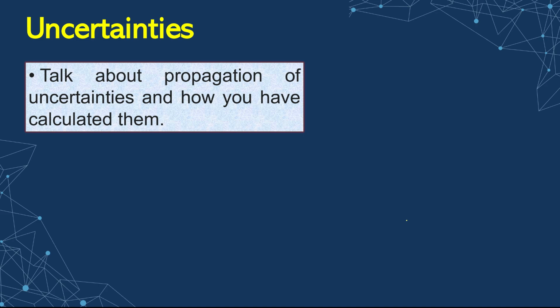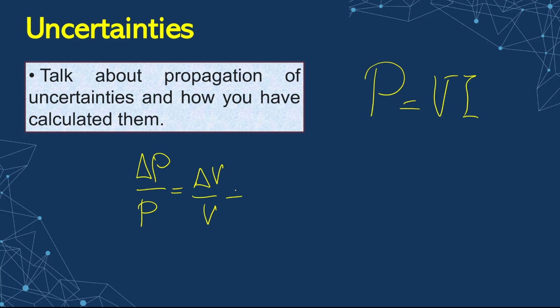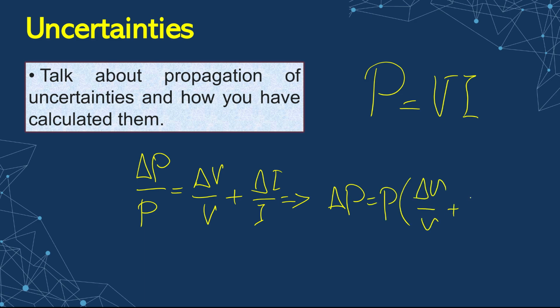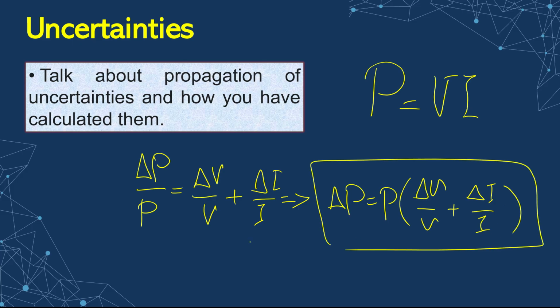The next is propagation of uncertainty. Sometimes you have a processed value. For example, in physics, we have electrical power, P equals VI, voltage times current, okay? For finding the absolute uncertainty here, first I use fractional uncertainty: delta P over P equals delta V over V plus delta I over I. Then you rearrange the equation: delta P equals P times (delta V over V plus delta I over I). So row by row, the uncertainty values are different.